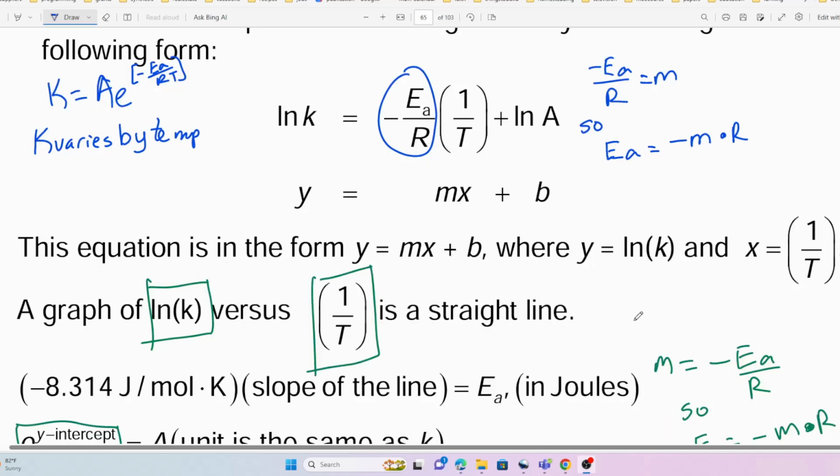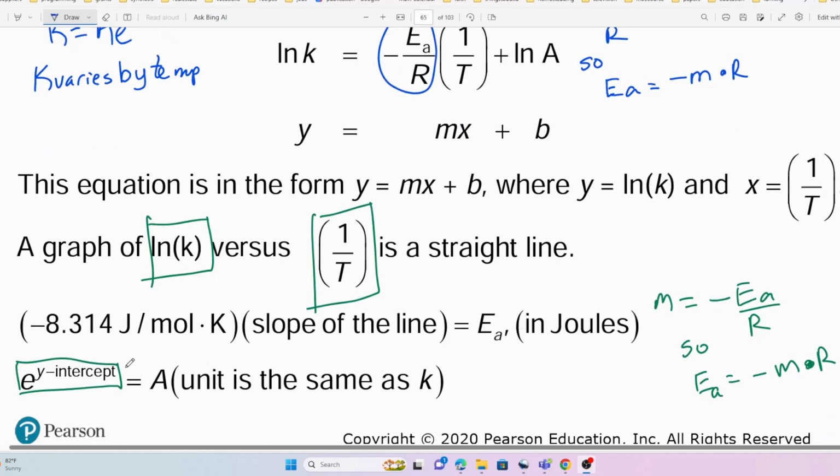So in this case, we see that we can plot 1 over the temperature, which is our x, and ln of K, which is our y, and that should give us a straight line. So R is the gas law constant in energy units, so the activation energy is given in joules, which is equal to negative R times the slope of the line.